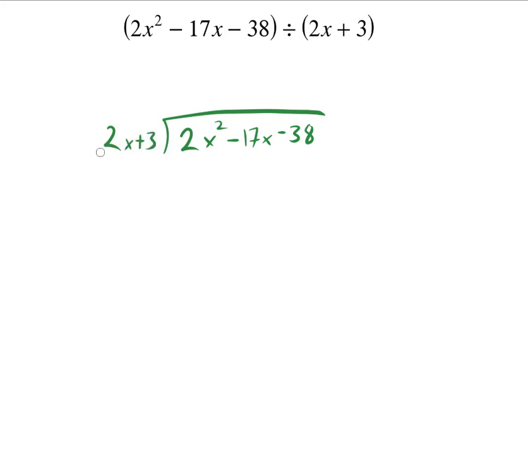And so what I'm going to do here is ask the question, how many times does 2x go into 2x squared? And the answer is it goes in x times, right? X times 2x is going to give me 2x squared. But I also have to multiply my x times my 3, which gives me a positive 3x. So I subtract that and I get negative 17x plus 3x is negative 14x, right? Then I'm going to bring down my 38.